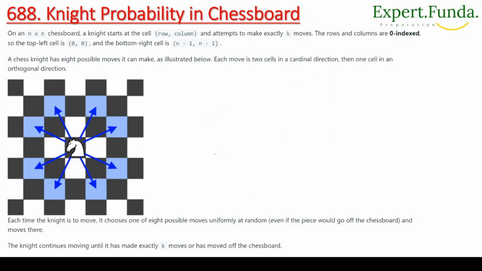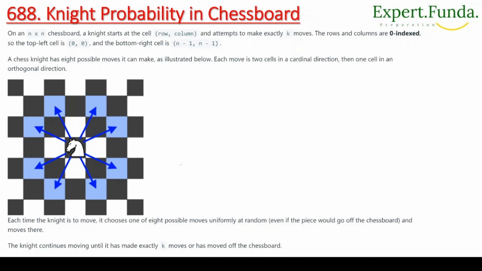Okay, so now you can see that the chess knight can move in all possible moves, which is 8, and he can move in any of the directions. So each move is two cells in a cardinal direction, then one cell in an orthogonal direction.